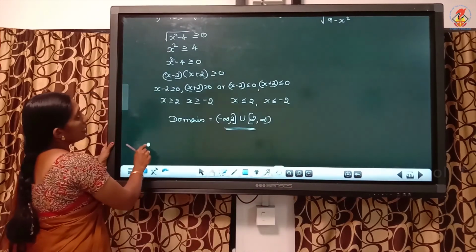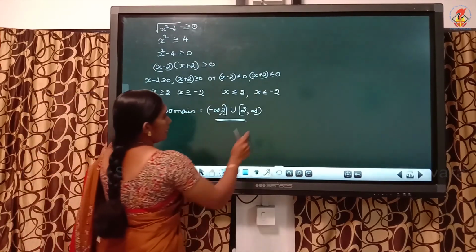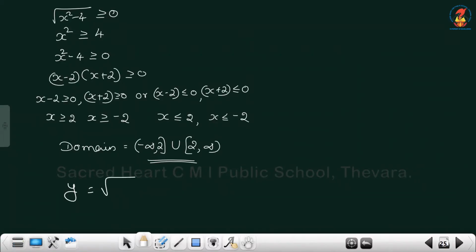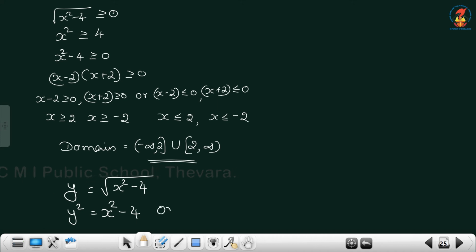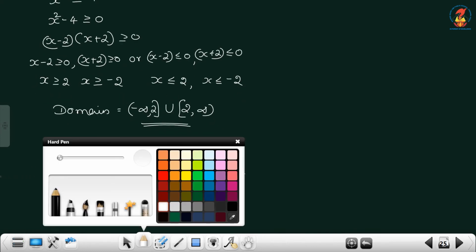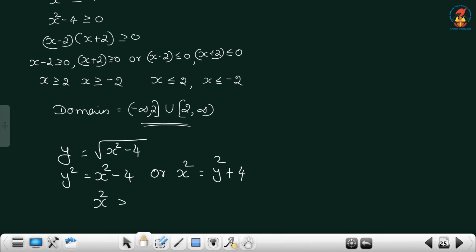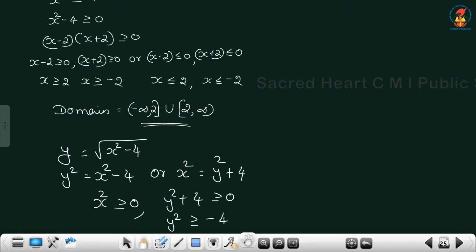Now we have to find the range. For finding range, put y is equal to root of x square minus 4. Then square it. Y square equal to x square minus 4, or x square is equal to y square plus 4. May I write? What about this x square? It is always greater than or equal to 0. So y square plus 4 is always greater than or equal to 0, or y square is greater than or equal to minus 4.